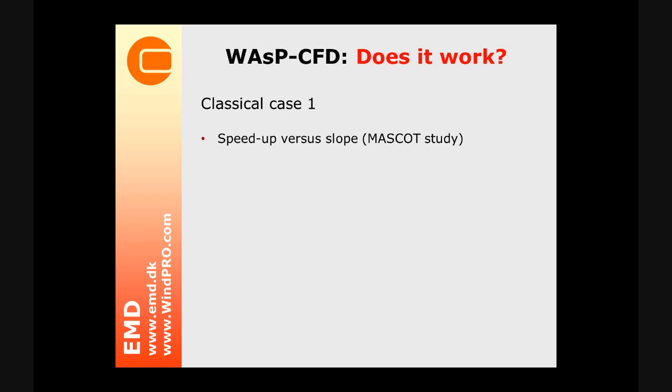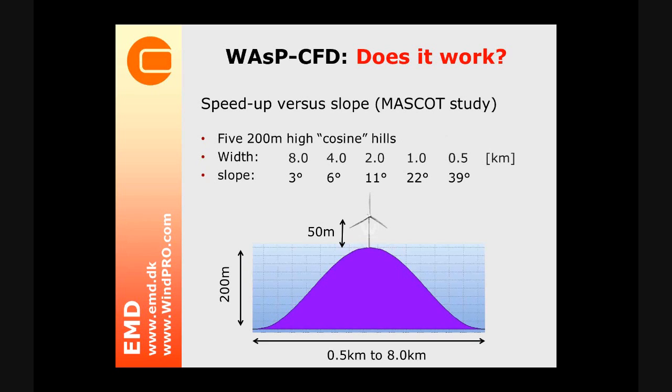So the first classical case is this speed-up versus slope, which is also called the MASCOT study, and it's based on a publication by a Japanese group which used their own CFD model called MASCOT. What they did was that they defined five 200-meter high cosine hills, and they varied the width of the hills from 8 kilometers to half a kilometer. And so the resulting terrain slopes vary from 3 degrees to 39 degrees. And for each hill, they modeled the speed-up and extracted the speed-up at 50 meters above the hilltop, as indicated on my figure here.